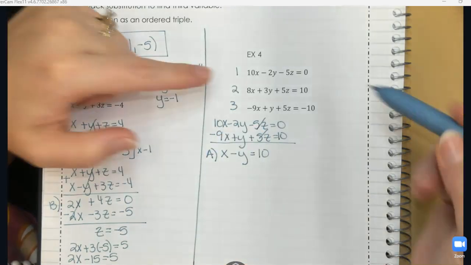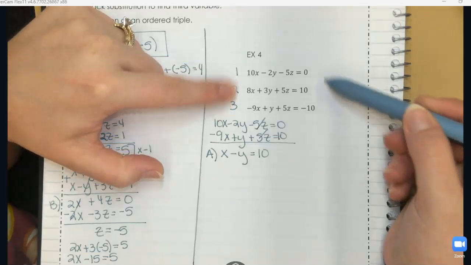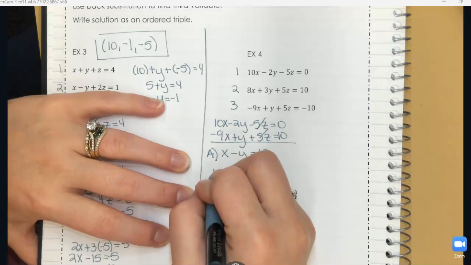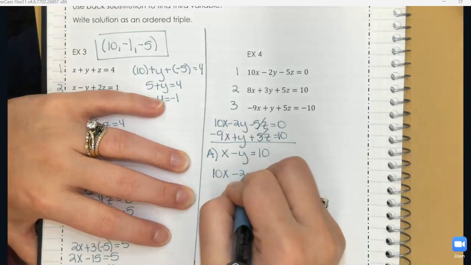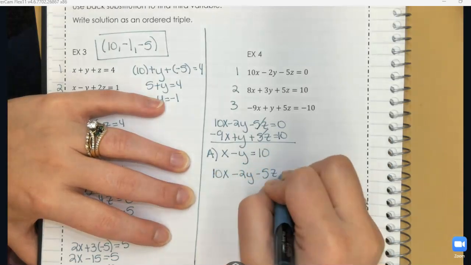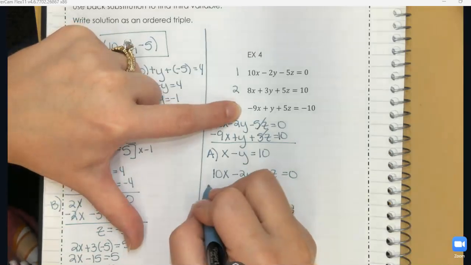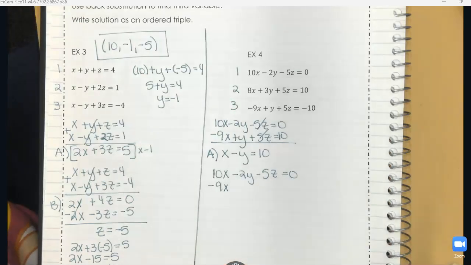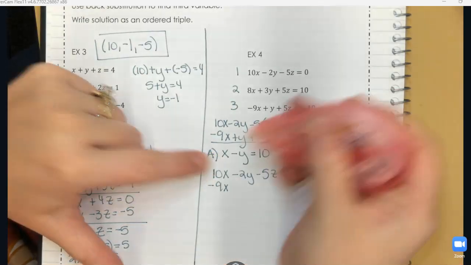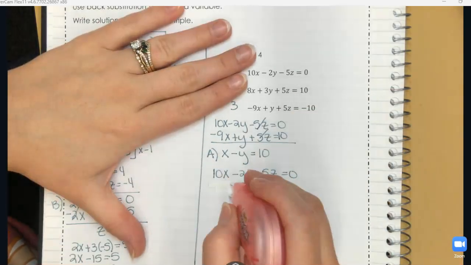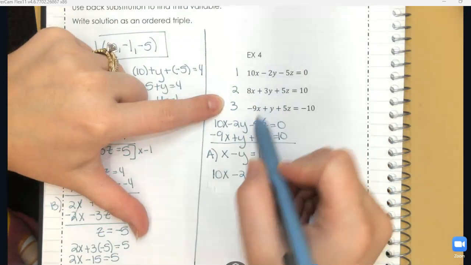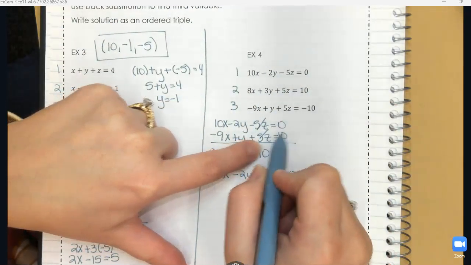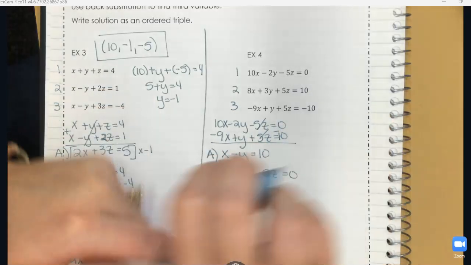Now I can do the same thing with equation 1 and equation 3. Again, I need to eliminate z the second time around. So 10x minus 2y minus 5z equals 0. And then -9x plus y. Oops, I did the wrong equation on the first time around. I actually wrote down equation 3, probably because I was looking in the wrong place. -9x plus y plus 5z equals, and that would be -10.